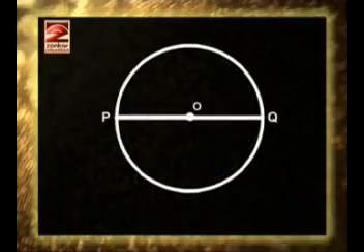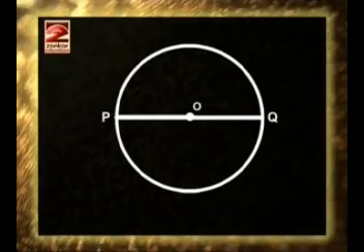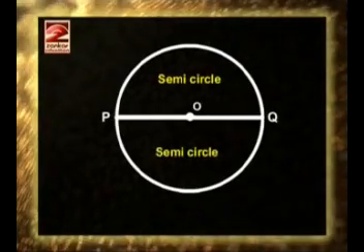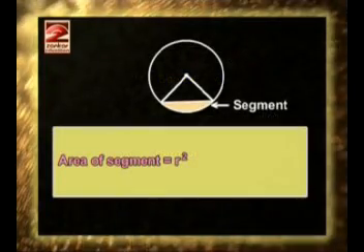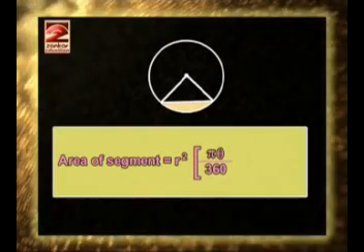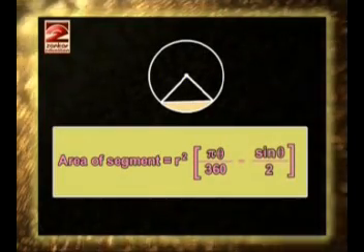If chord PQ is drawn passing through the center of the circle, then both the segments will be equal and in that case they are known as semicircles. Now area of segment is equal to r square into bracket pi theta upon 360 minus sin theta upon 2.